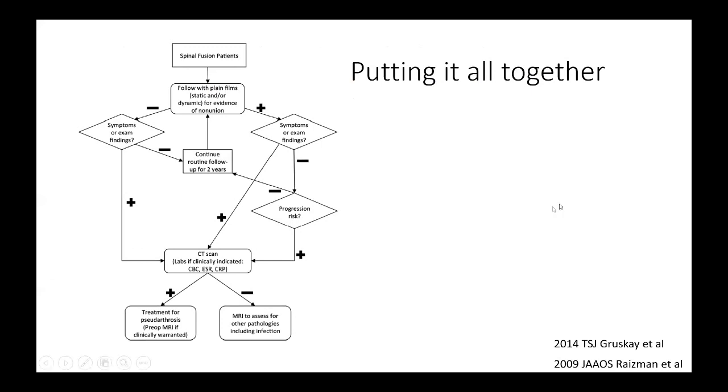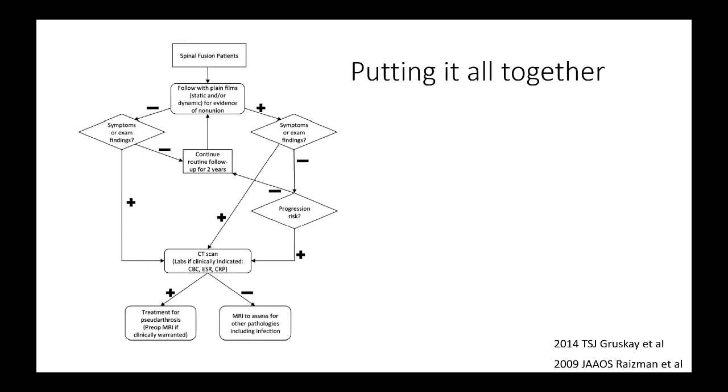So putting everything together, this is an algorithm for following a lumbar pseudarthrosis patient if you're concerned about pseudarthrosis. For a spinal fusion patient, if they're doing fine, x-rays look good, and they have no symptoms, you can just do routine follow-up for 2 years. However, if you're concerned at all for a pseudarthrosis, probably around the 1 year time point, you want to get a CT scan.